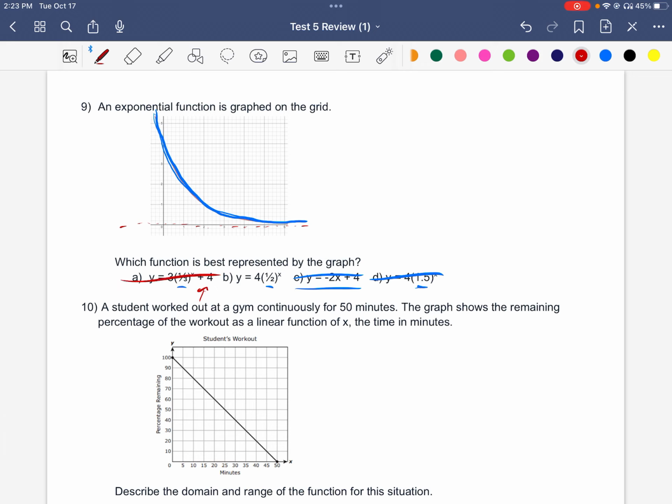Also, 4 makes sense because that number out front is your y-intercept. And we can see it does have a y-intercept of positive 4. So B.